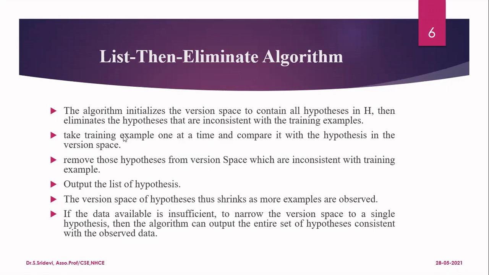So it is going to take a training example one at a time. Then it will compare it with all the hypotheses. After that, whichever is inconsistent will be removed from the hypothesis space, or we will say, removed from the version space. And finally, whichever is consistent, it may be more than one hypothesis, it is going to output the list of all hypotheses which are consistent with the given training examples. This is the difference between this algorithm and the Find-S algorithm.